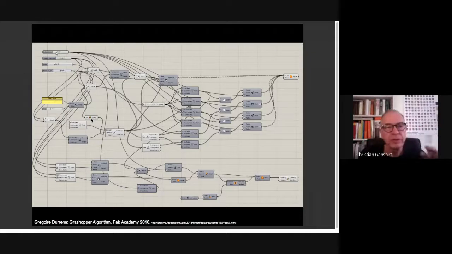But for example, if we use digital processes like parametric design, this in a way allows us even to step out of the process, because we can always go back and change any step in the process. That's what we cannot do in reality.